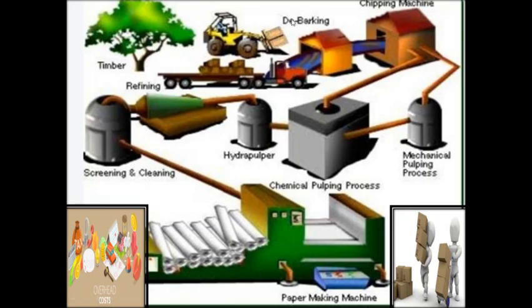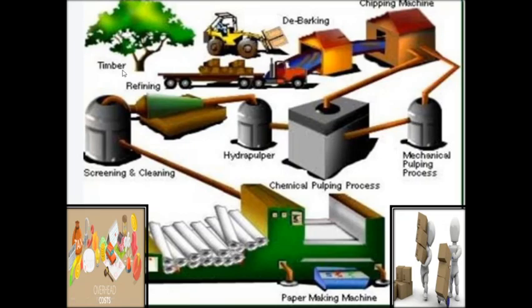The timber is debarked and run into a chipping machine, and the next process is mechanical pulping. Then it goes into chemical pulping, then a hydra pulper process, refining, screening, cleaning, and finally the paper making machine, and we get the final finished product, which is piles of paper. Okay, so this is how a raw material, timber, is used to make a finished product, paper, in a paper factory.